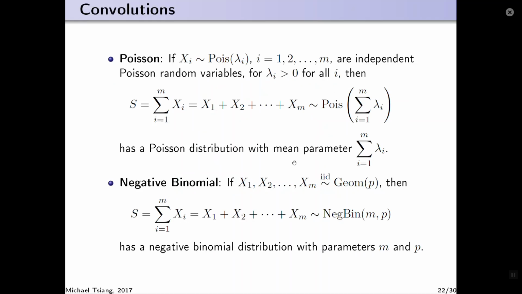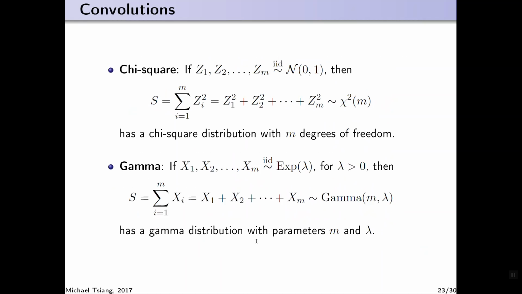Is that okay? And then there's all these other ones, right? So if you want a Poisson with mean parameter lambda, that can be expressed as the sum of other Poissons, okay? And over here you have the negative binomial, which is a combination of a bunch of geometric things, and these are probably all things that you've forgotten, and that's okay.